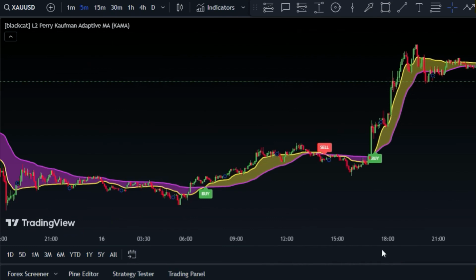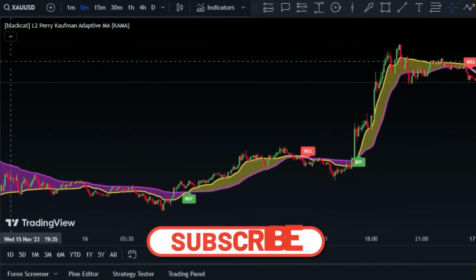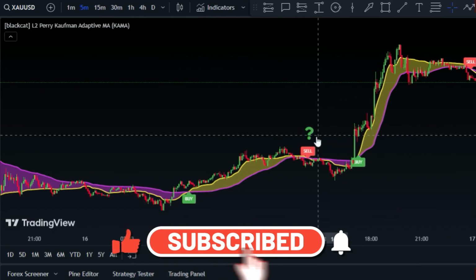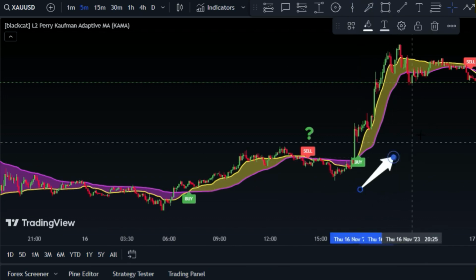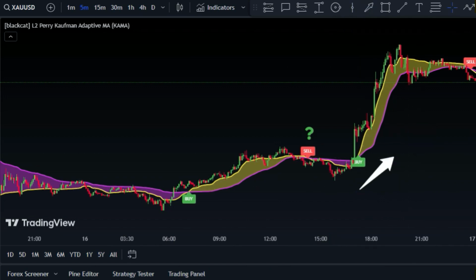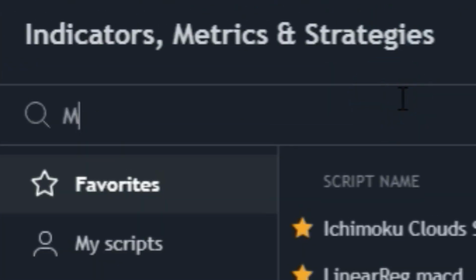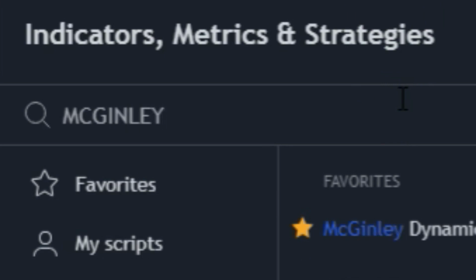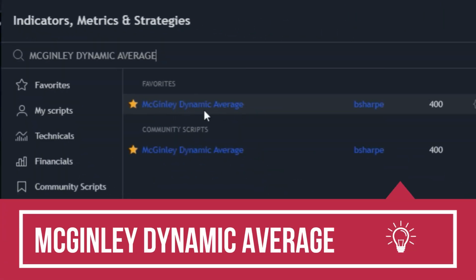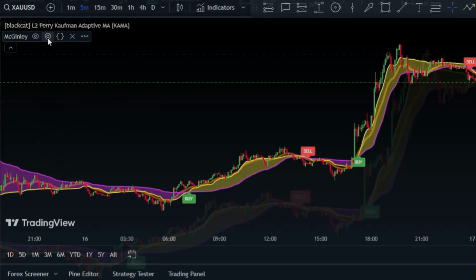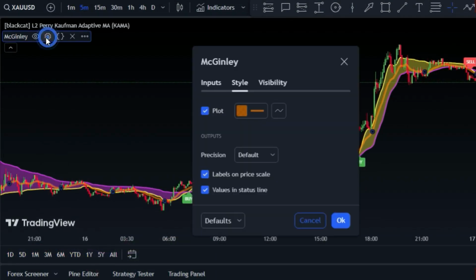But in the thrilling world of trading, there are times when the signals from an indicator need to be filtered to elevate the win rate of a strategy. To accomplish this, I plan to employ another indicator to either confirm or reject these signals. The tool of choice for this task is the McGinley Dynamic Average Indicator. Now, let's dive into its settings and make some adjustments.